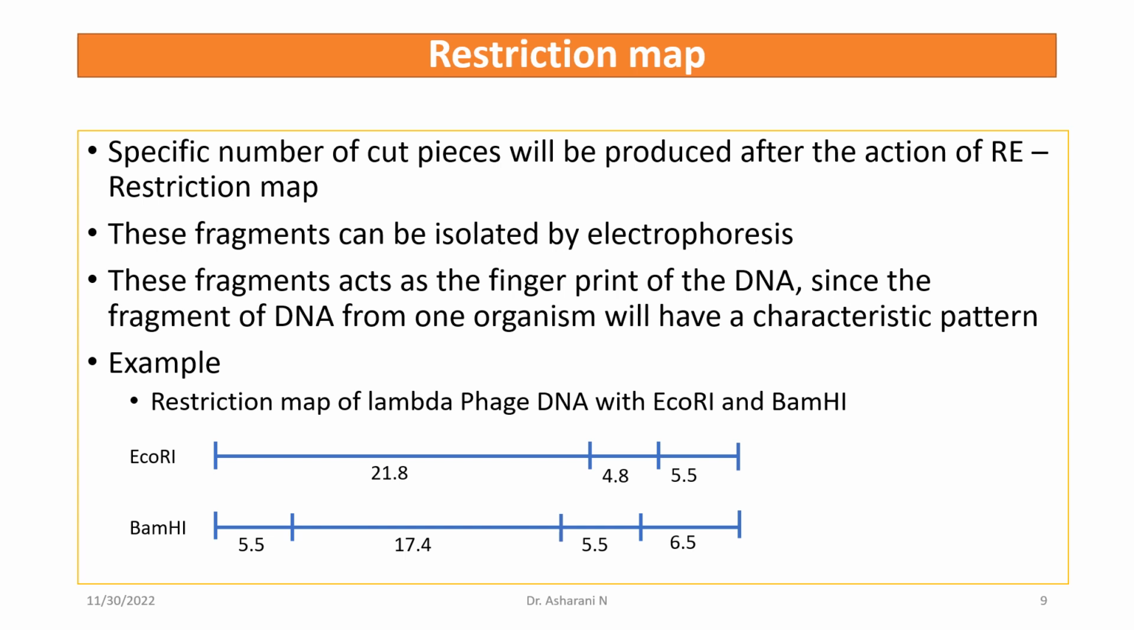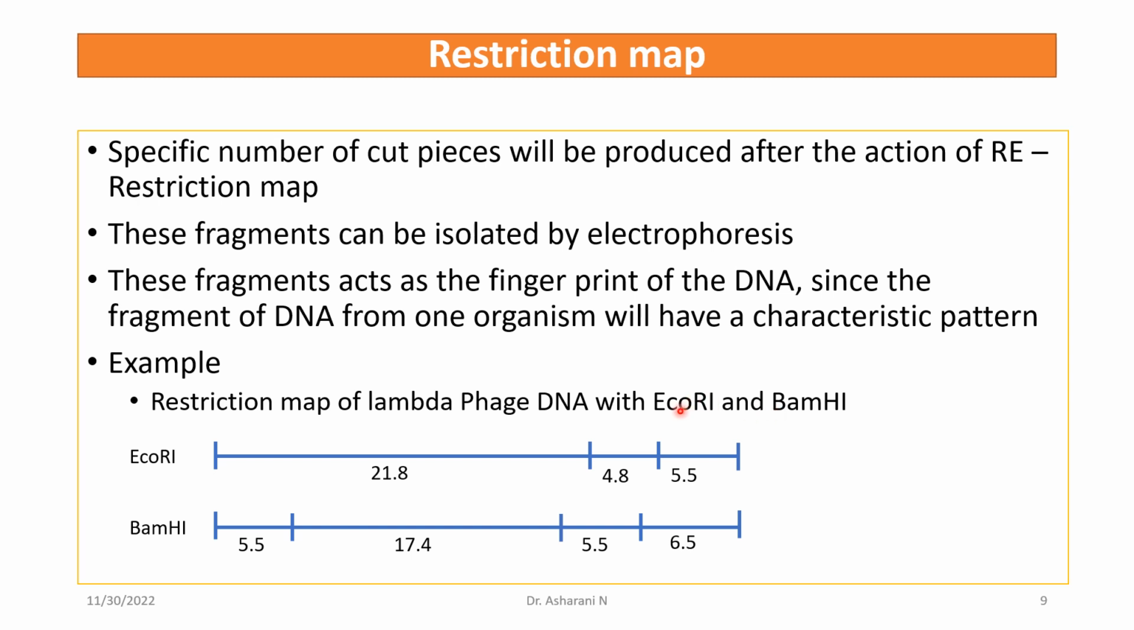These specific fragments formed by the action of a restriction endonuclease act as a fingerprint for that DNA molecule, because fragments of DNA from one organism will have a characteristic pattern. It differs from one species to another, or one organism to another. We will understand with an example. We will take a DNA fragment of lambda phage. Now we will have two endonucleases, EcoR1 and BamH1.